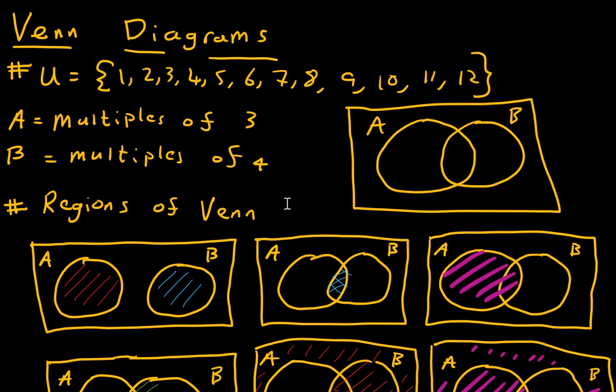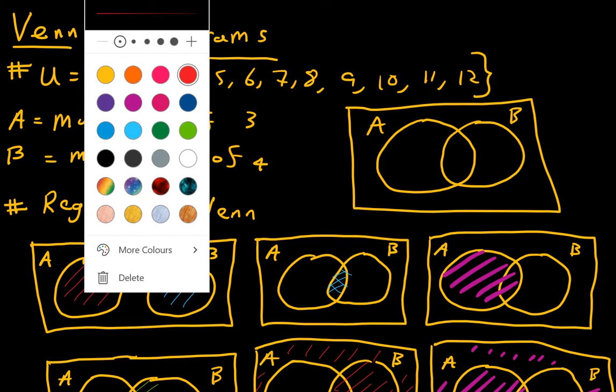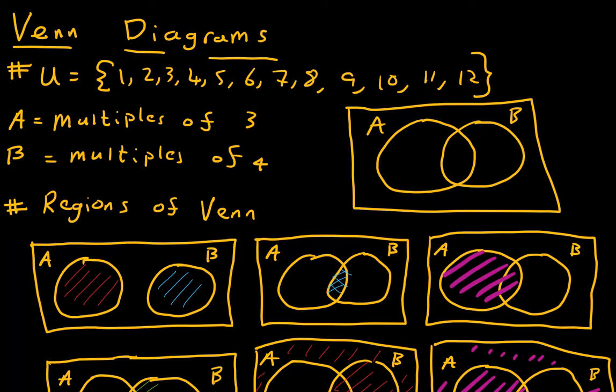And then we split, or partition, those sets into subsets. And we've got A, multiples of 3, and B, multiples of 4. An analogy with the alphabet would be vowels and consonants, for example. Okay, so let's go through the list, and we're going to represent this on a Venn diagram.